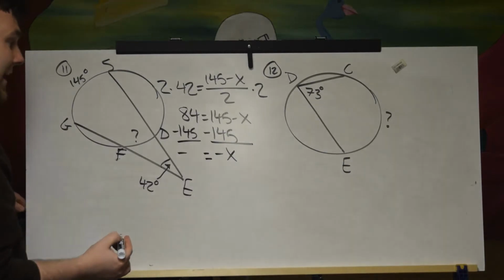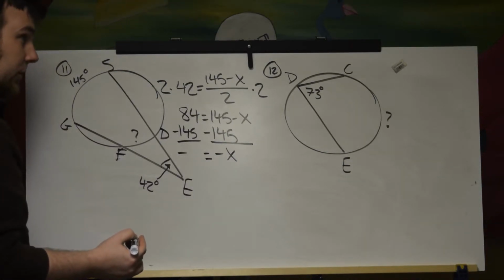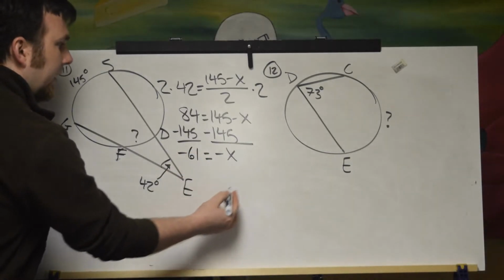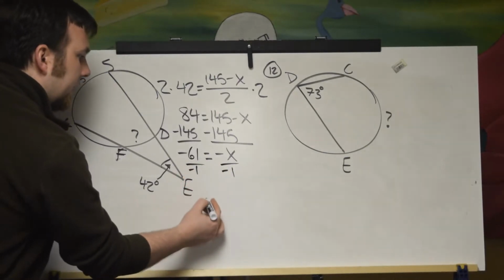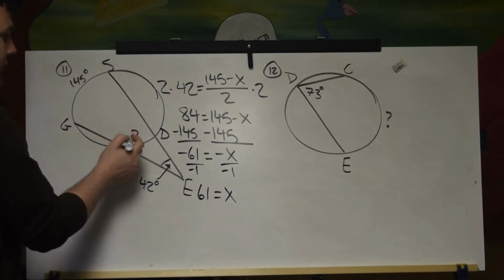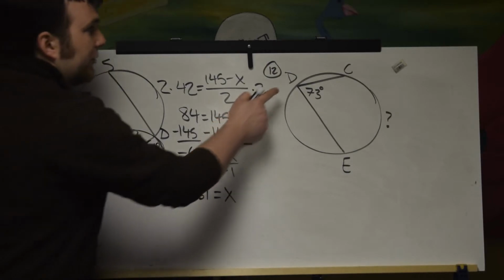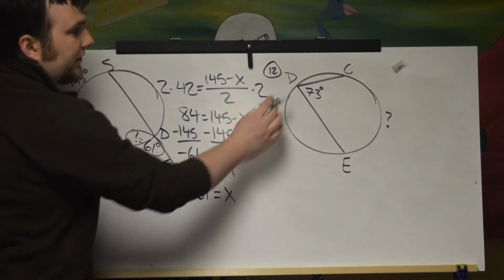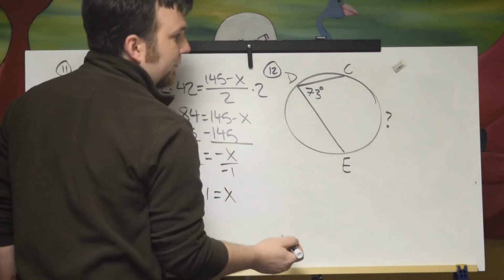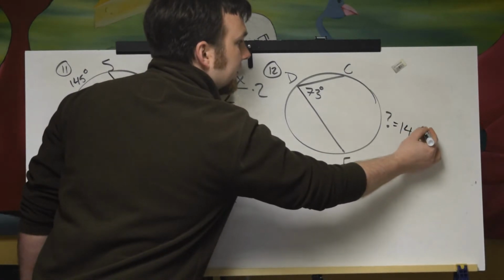We have negative x on that side. Over here we have negative 16 plus 45. Sounds like 61. And then you can divide by a negative 1. And x equals 61, or question mark equals 61 degrees. All right, number 12 is a lot easier. It's an inscribed angle. So if the angle is 73, we just double that for the arc, 146.